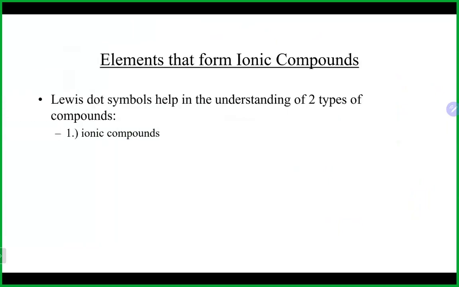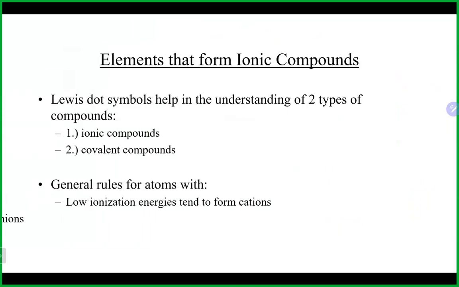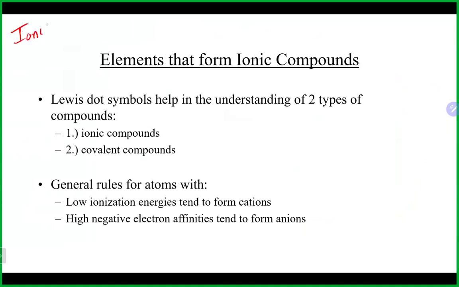So let's talk about the 2 types of bonding that we're going to see in this chapter. And this is ionic bonding and covalent bonding. And there is a difference. Ionic bonding is typically between a metal and a nonmetal. And what happens in ionic bonding always, as we will talk about, is the metal will transfer electrons to the nonmetal.